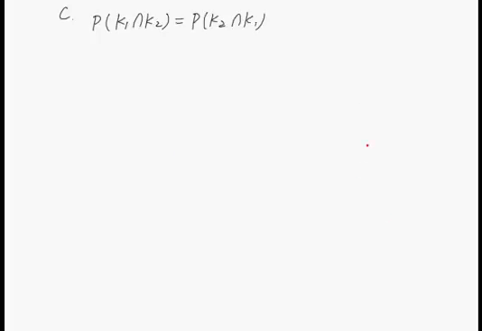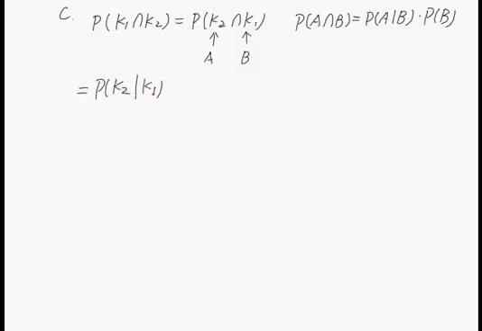In our formula for the product rule, we have P of A intersection B, and this is equal to P of A given B times P of B. Then you may treat K2 as your A and treat K1 as your B. By applying this product rule, you have P of K2 intersection K1, that is P of A intersection B, equal to P of K2 given that K1 times P of K1.